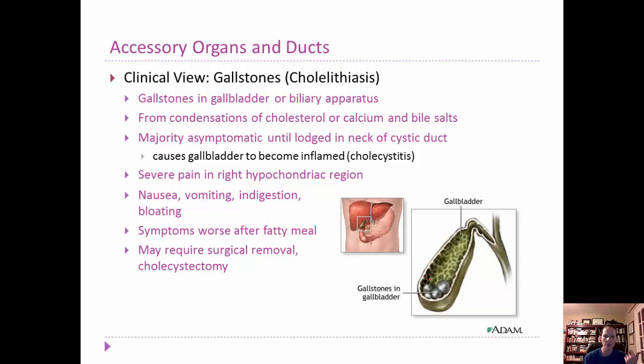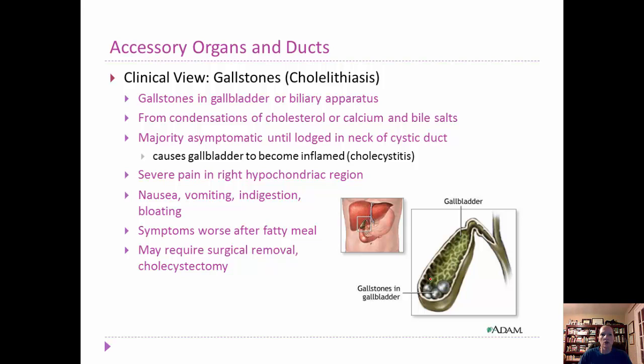So we'll talk about inflammation, cholecystitis. We'll talk about removal, cholecystectomy. Anytime you see that cholecyst or anything like that, that is going to refer to the gallbladder, which is going to be important when we talk about CCK, or cholecystokinin, where that is obviously the one that controls the gallbladder here. With gallstones, they form in the gallbladder and or the biliary apparatus. They can also become lodged in there.